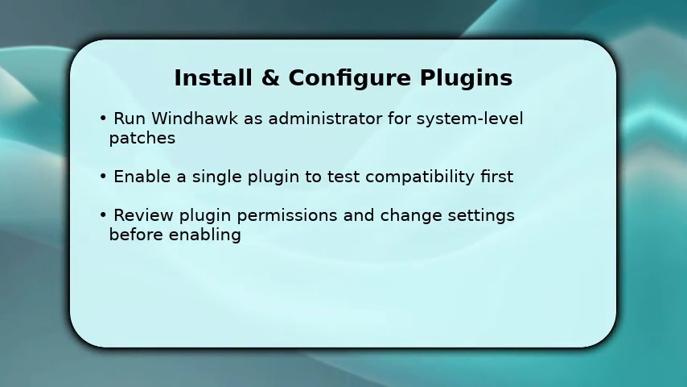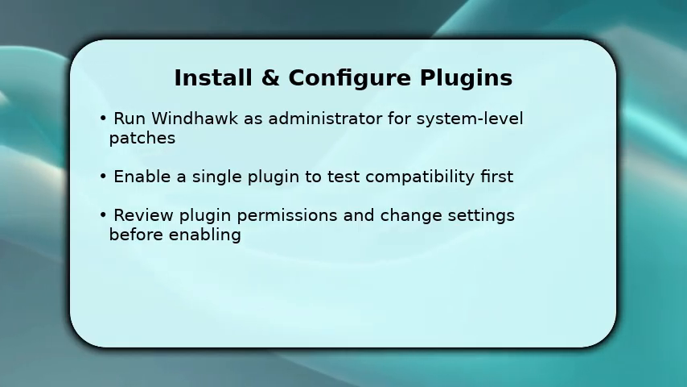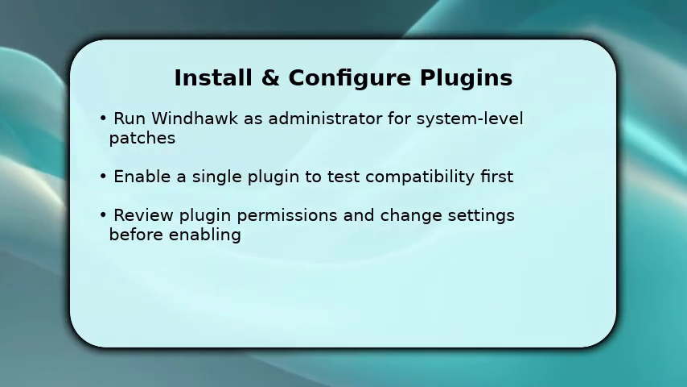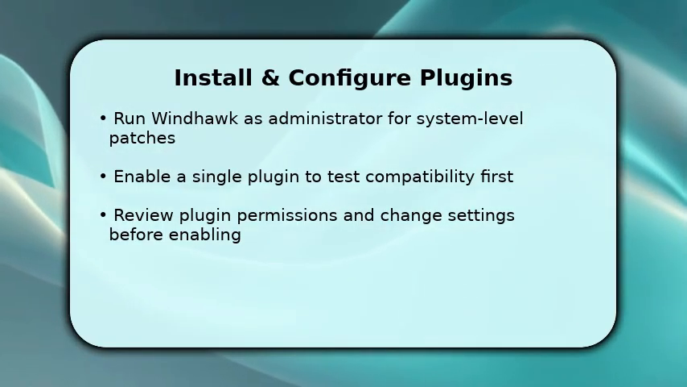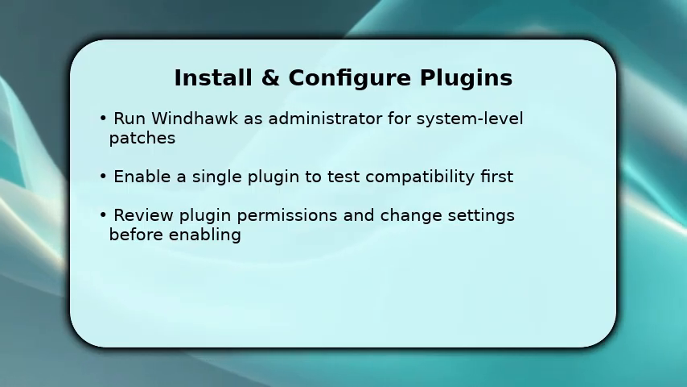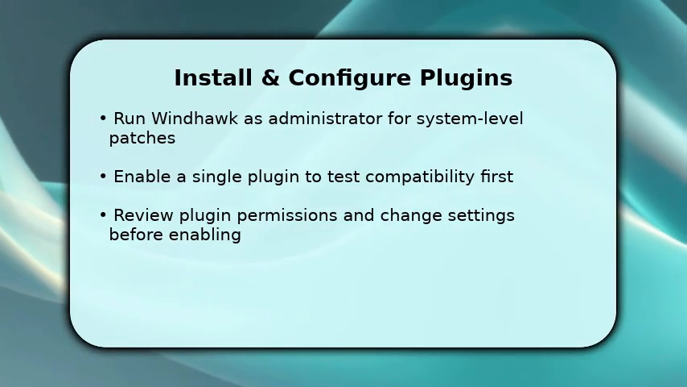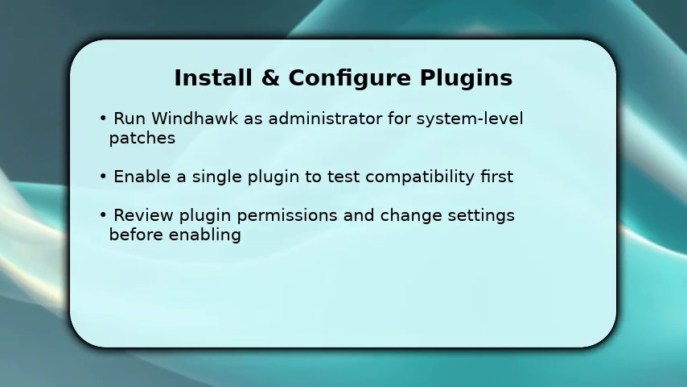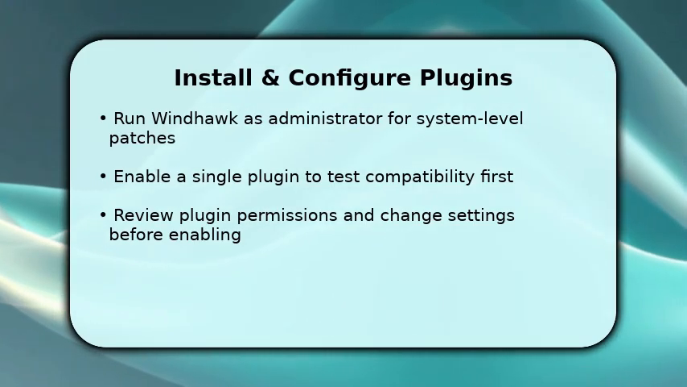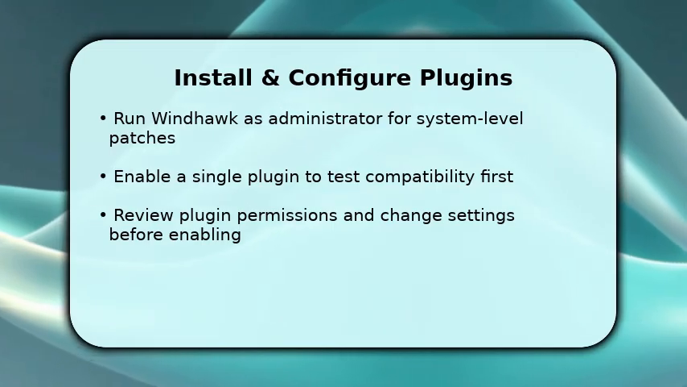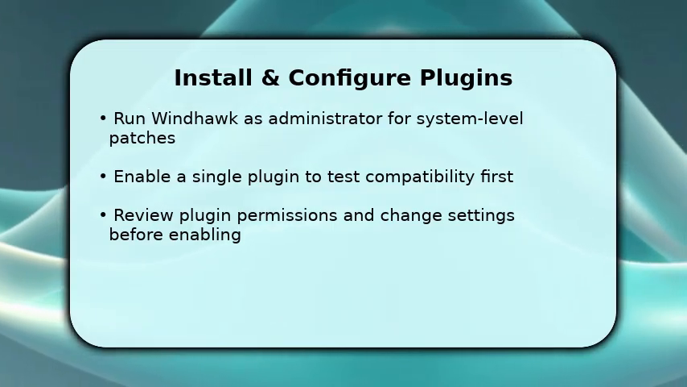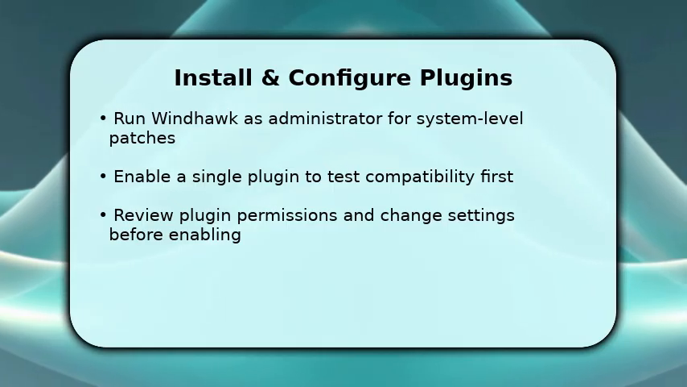Once open, enable one plugin at a time to test behavior. This helps isolate issues and avoid cascaded conflicts. Configure each plugin's settings from its page because defaults may be aggressive. If a plugin modifies UI elements, restart the target app or Explorer to apply changes. Keep notes on which plugin caused any behavior you need to reverse.